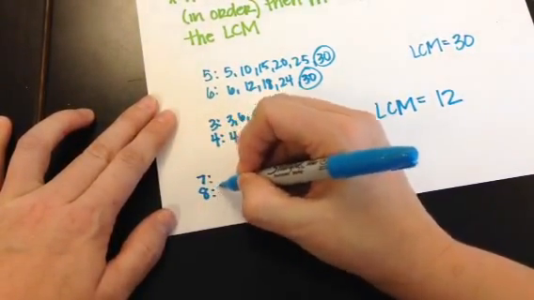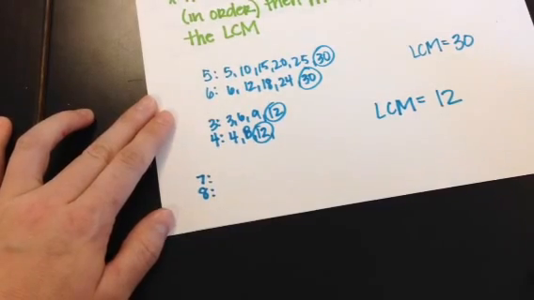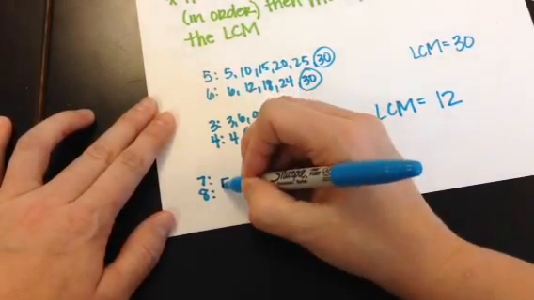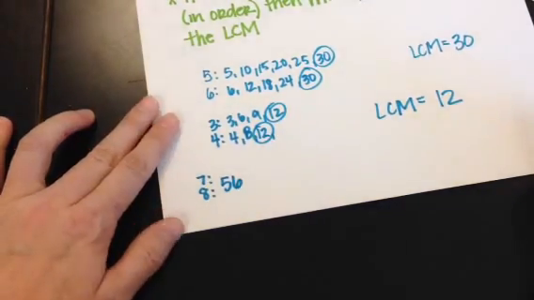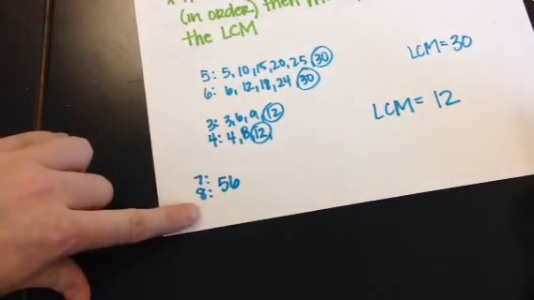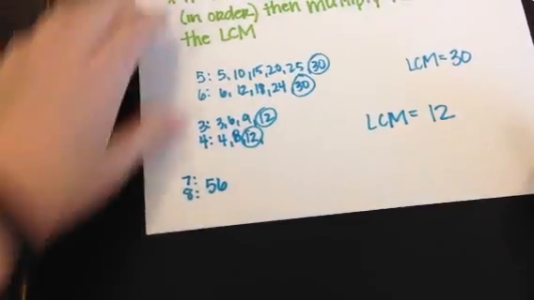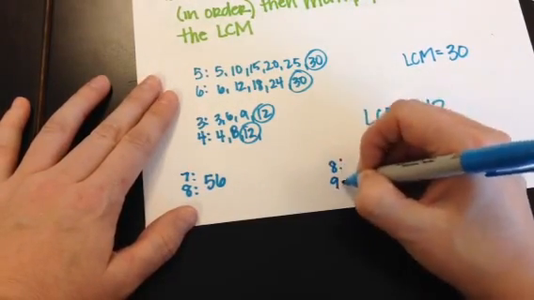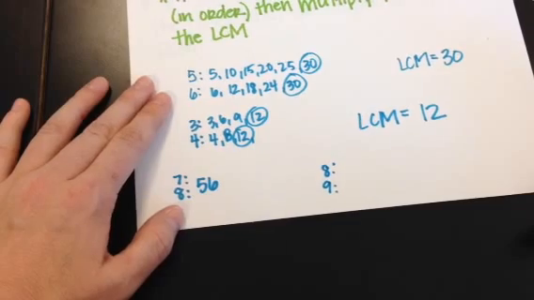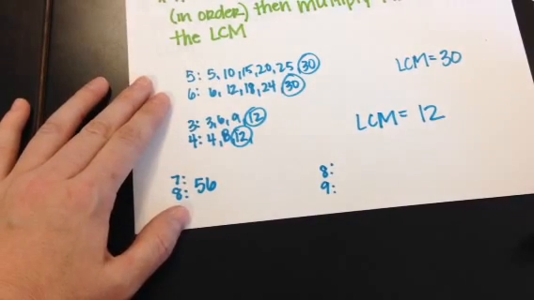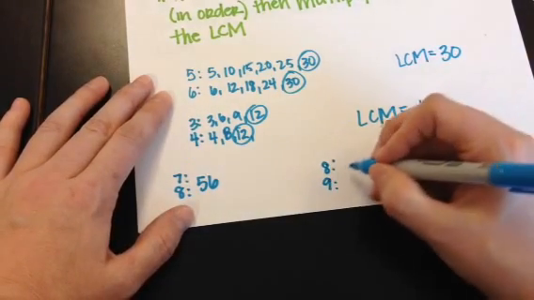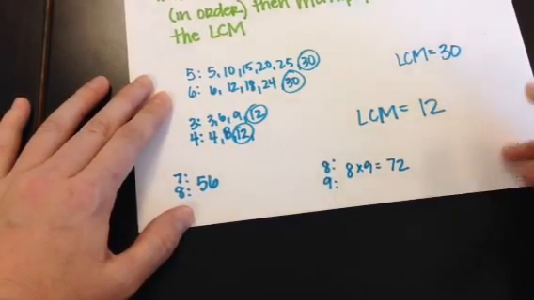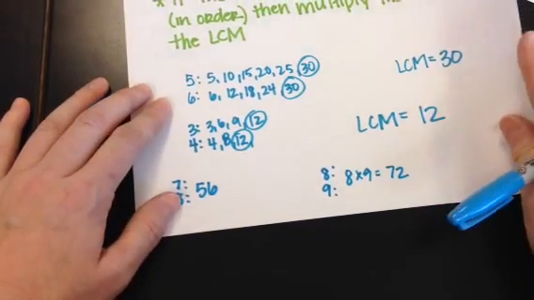So you try. What do you think the least common multiple of 7 and 8 would be? You got it. It's 56 because 7 times 8 is 56. Because they are consecutive, we can multiply them together. What about 8 and 9? What do you think the least common multiple of 8 and 9 would be? Again, you are correct. 8 times 9 is 72. So the least common multiple of 8 and 9 is 72.